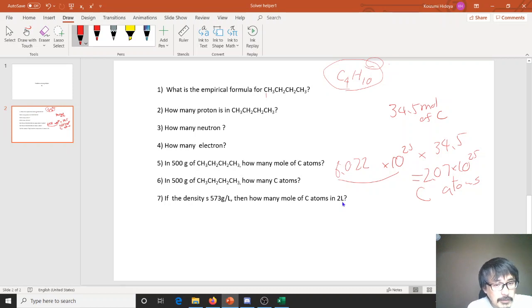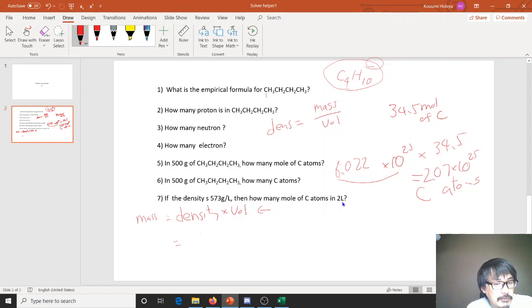So density here is given as 573 gram per liter, and I have 2 liters, right? So the density multiplied by volume is going to be mass, just because of the definition of density. Density is mass divided by volume, right? So if I multiply volume on both sides, then you get this formula right here. So I have to do that one.